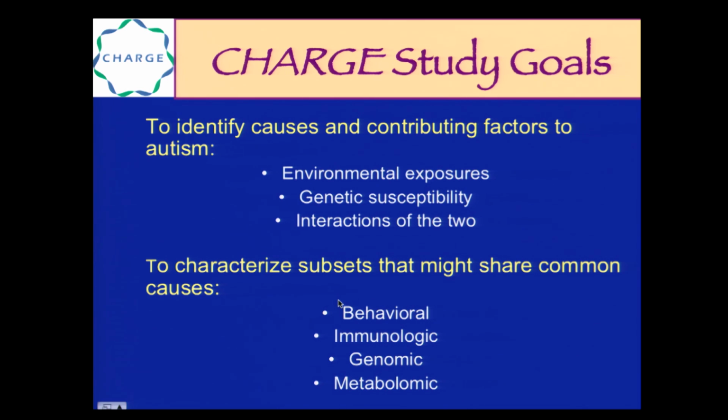And then a second goal was to see if there might be subsets of cases of autism that were characterized either through behavioral differences or immunologic differences or genomic or metabolomic ones that actually etiologically would be linked, that certain kinds of causal pathways or causal exposures might particularly produce certain types of autism.